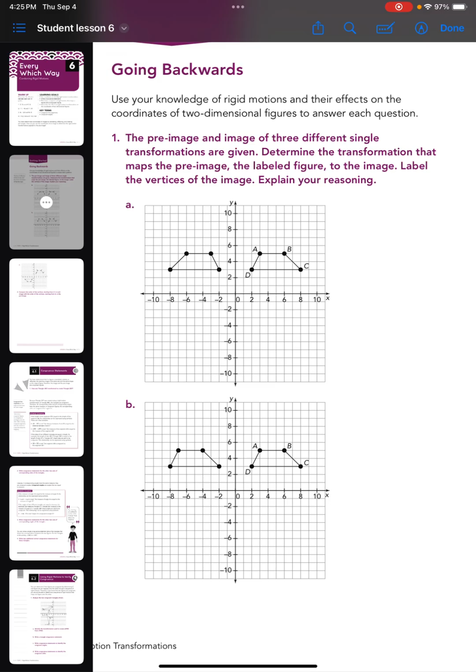All right, so moving on to the next page where it says going backwards. It says the pre-image and the image of three different single transformations are given. Determine the transformation that maps the pre-image, the labeled figure, to the image. Label the vertices of the image. So if we are looking at A, for instance, what we are looking at there is a reflection.